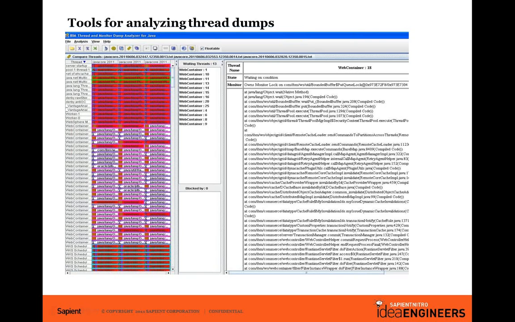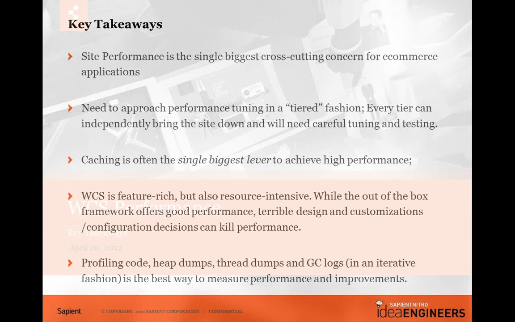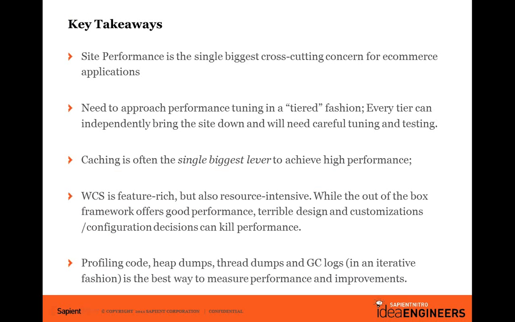So I just want to finally summarize with one slide on key takeaways, right? Site performance is extremely critical. I would say it's the biggest cross-cutting concern in any e-commerce application. We need to approach performance tuning in a very tiered fashion. Every tier is important, and it's not just your code or design. The third is caching, which is probably your single biggest lever to achieve high performance.